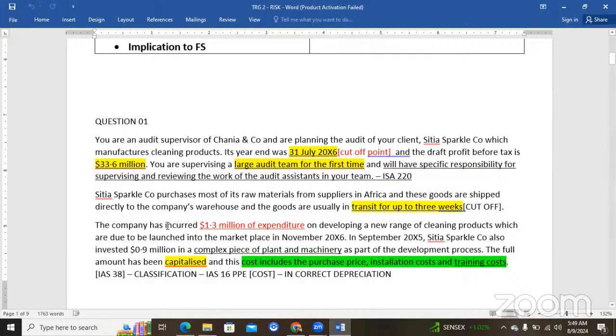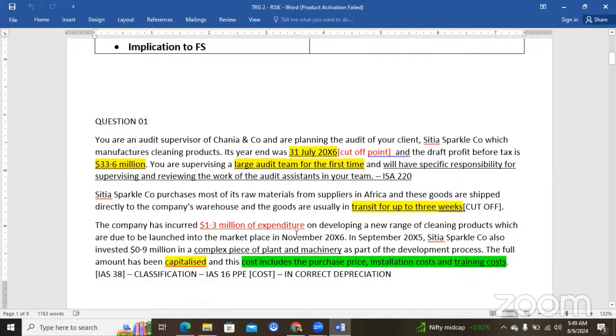So we should talk to management as a response. We should talk to management and see how they're going to recognize their purchase. And that should be assessed by the auditor to check whether it is in line with the reporting framework or not.